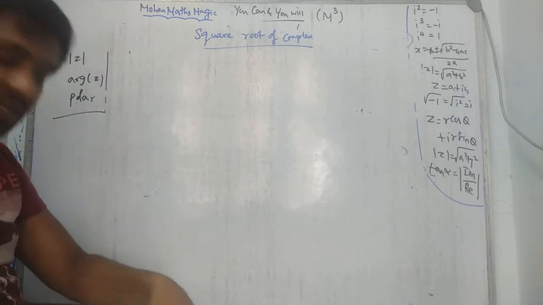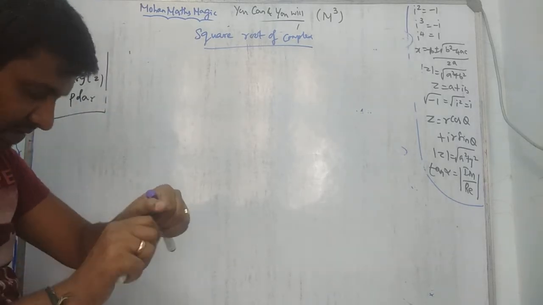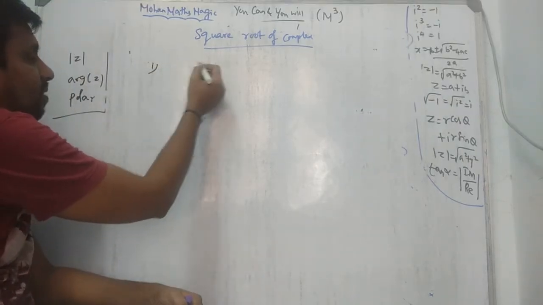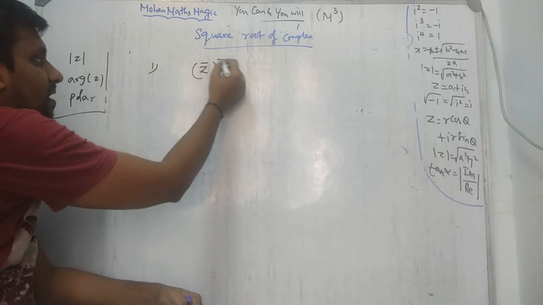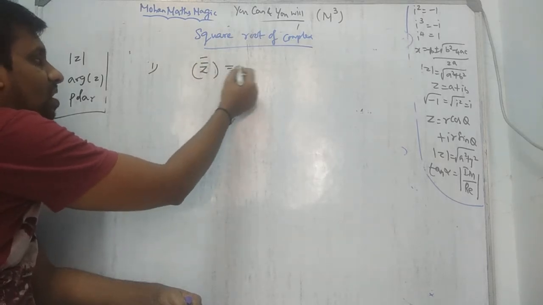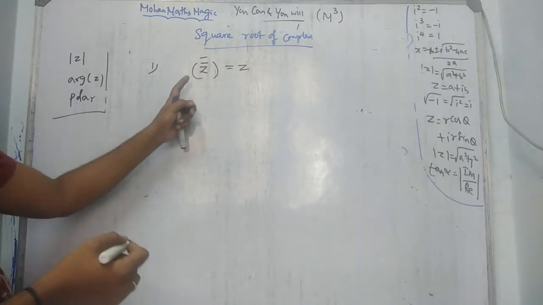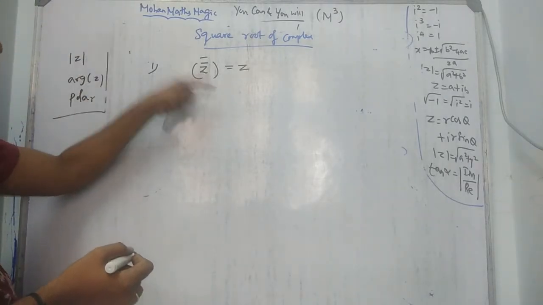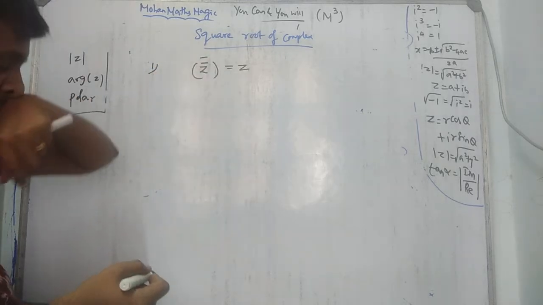Okay, these are the entrance portions. You can put these topics in the properties. Z bar whole bar, z bar whole bar, the answer is z. Z bar is the conjugate of z. That is, a plus ib is z, then z bar is a minus ib. If you take the conjugate of a minus ib once more, the question comes back.